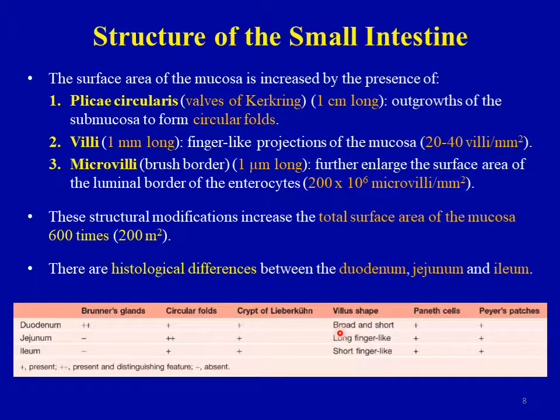For example, in the duodenum, the villi are broad and short. In the jejunum, as it is the major absorptive site, they are long and finger-like, and in the ileum they become a bit shorter. With regard to the Paneth cells and the Peyer's patches, the lymphoid tissue, they have similar amounts.